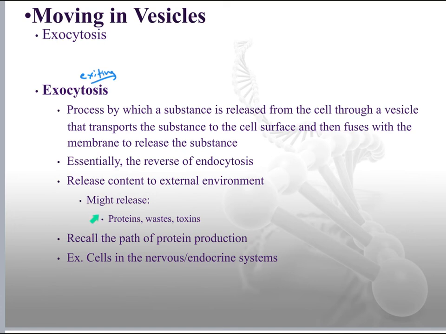Things that it might release: proteins, perhaps proteins needed somewhere else if it's a multicellular organism, waste, very large wastes that the cell can't just break down or get rid of, or toxins. Again, things that can't break down normally, let's just get those right out of the cell by exocytosis. So where we see stuff like this, cells in the nervous system, the endocrine system, things that need to have very quick response times and send out messages, they're going to use exocytosis.